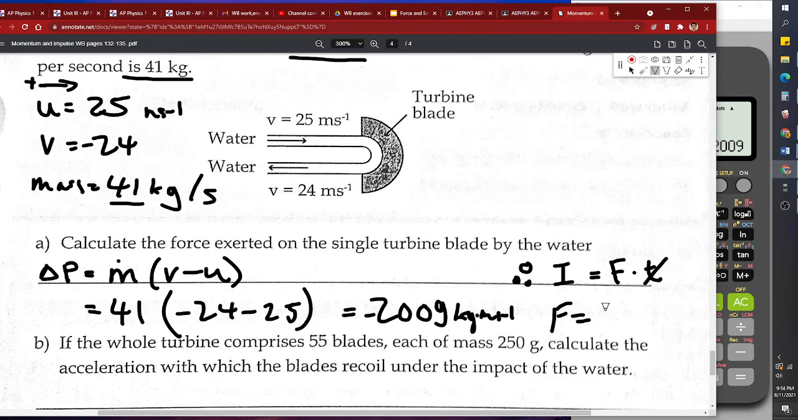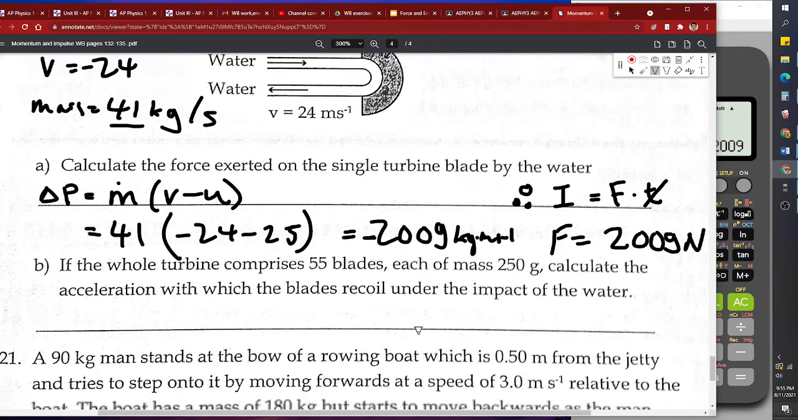Force equals 2,000. We can't ignore the negative for now because it only asks us for the force exerted on the blade by the water. So that's it. You see? Every second there is 2009 newtons of force. If I make this 3 significant figures like I should, then you should end up with just 2.00 times 10 to the power of 3 newtons, okay? And you just round that off to 2.